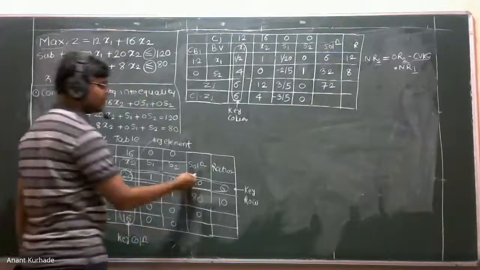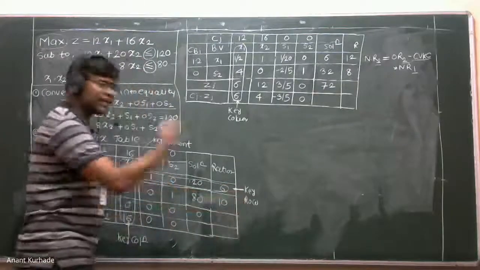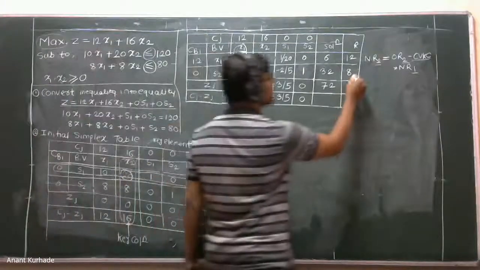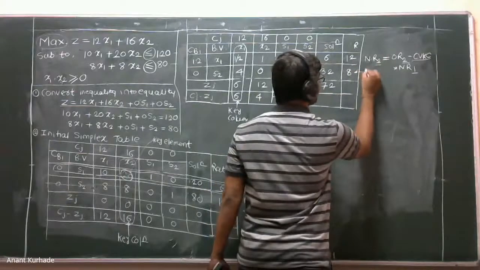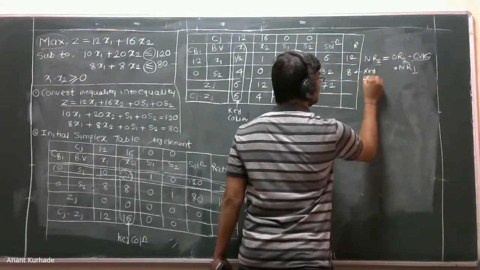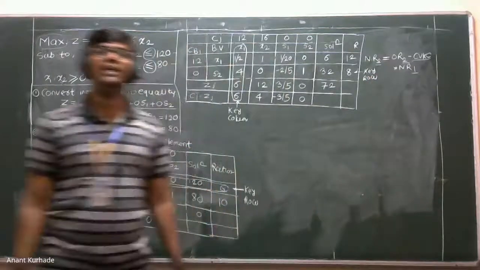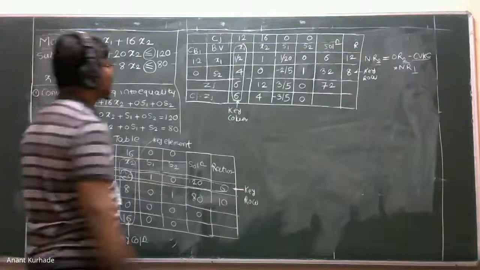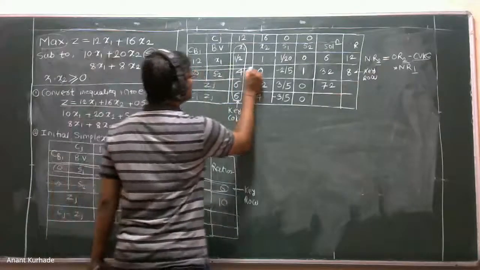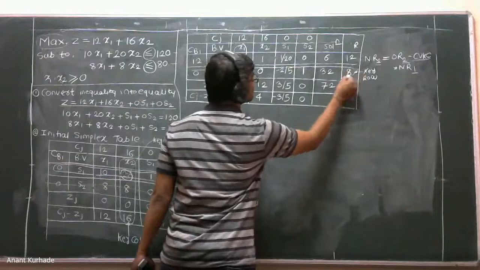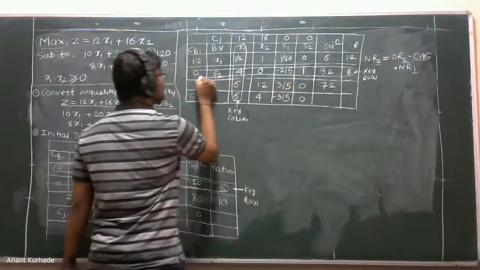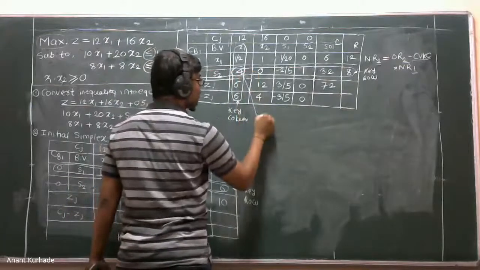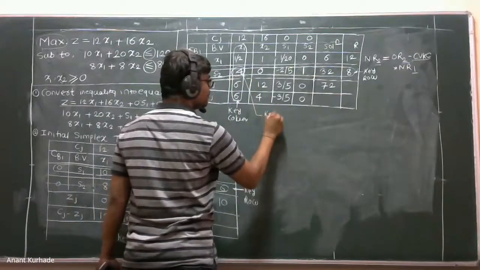Now again see. In first table, first row is a key row, 100%. Second table you can find second row as a key row. Yes, this is minimum. Now make arrow and write down here key row. Now tell me what is the value of key element? 4 is our key element. So you can make circle here, make arrow, and write down it is key element.